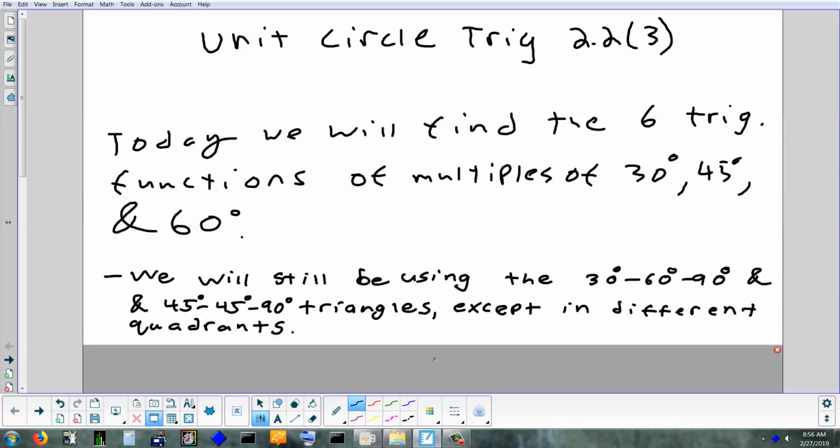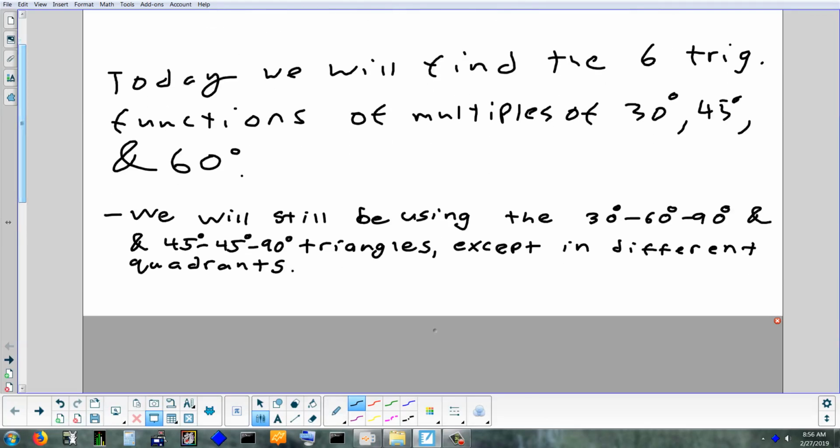Okay, so that's basically what I just said. So we're going to look at finding the 6 trig functions of multiples of 30, 45, and 60. Okay, so same triangles as yesterday. So we still have to know those numbers.